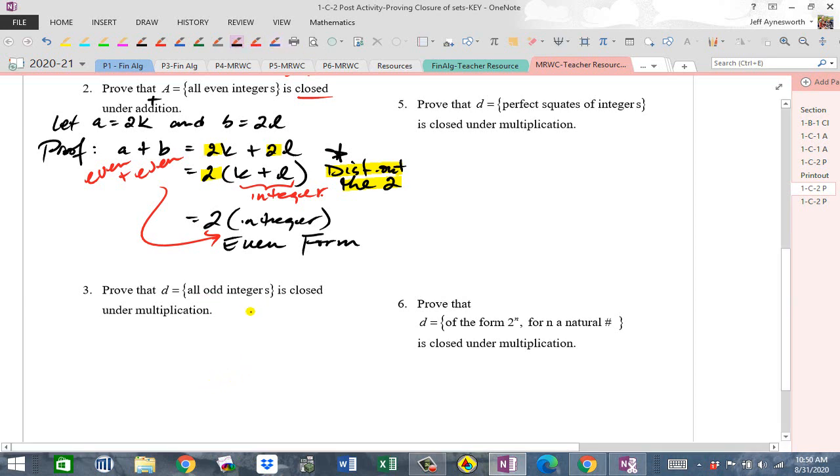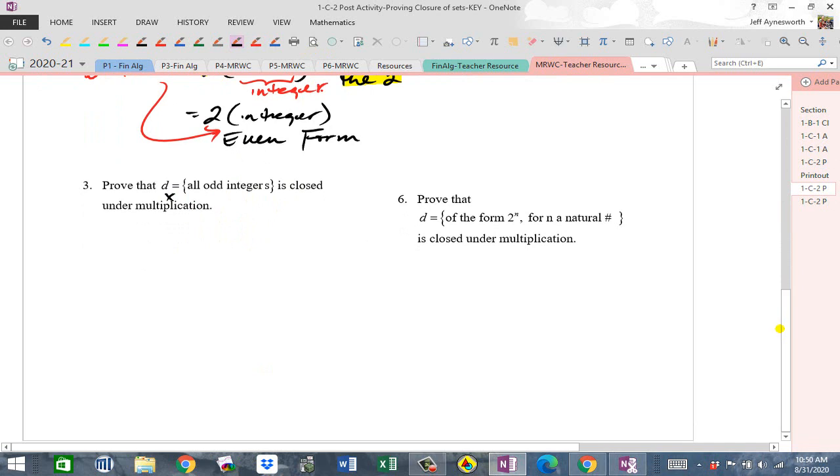Now we're going to take 2 odd numbers here and show it's closed under multiplication. Here we go. Odd numbers are different, so get the evens out of your head. We're going to say let A and B be odd. We're going to take 2 odds in here. So A is now an odd number, so it's 2k plus 1, odd. And b is a different one, so 2l plus 1, odd. We're going to multiply them together and show it's odd.